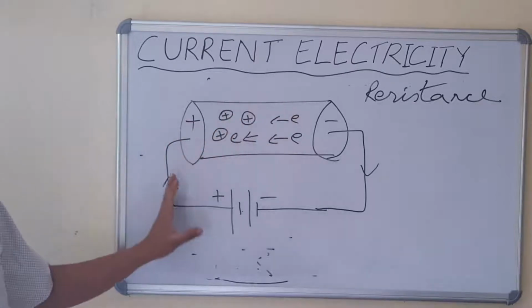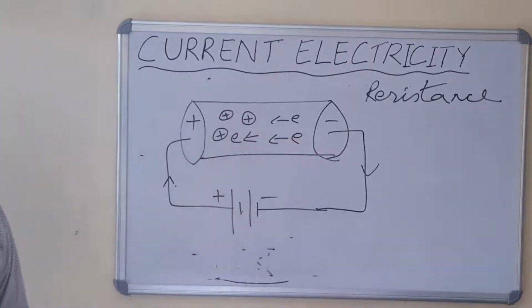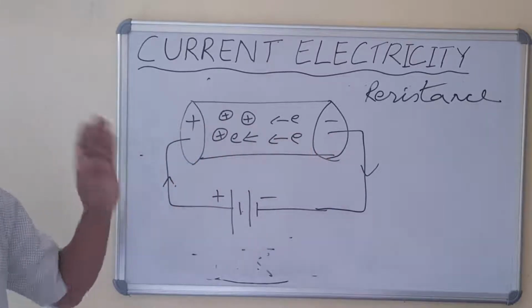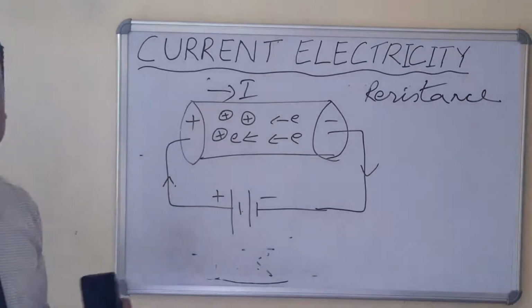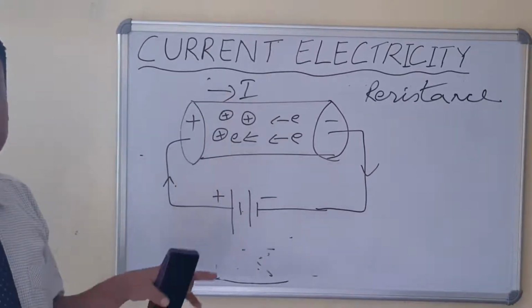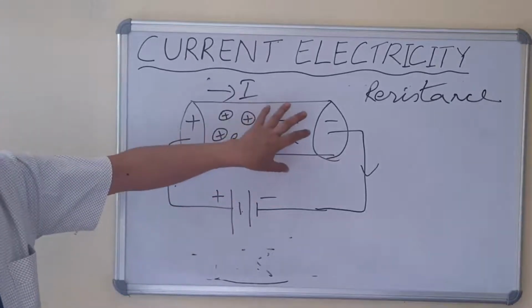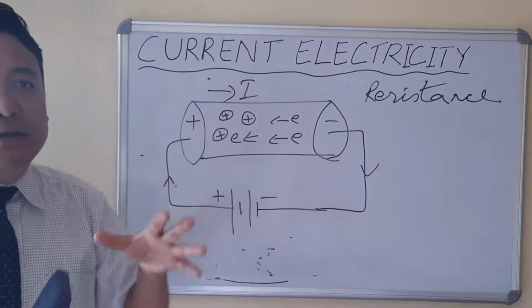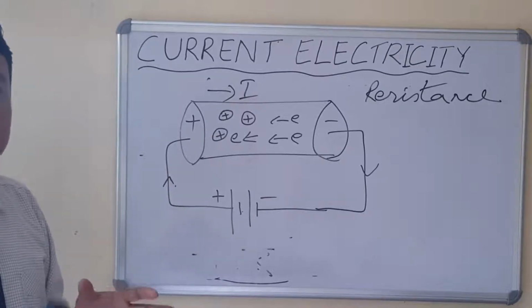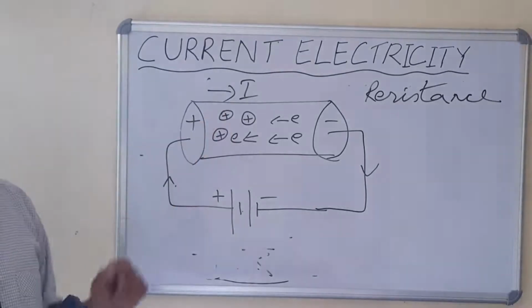When the conductor is connected by a wire with a source of current, the flow of electrons takes place from negative to positive, and the current flows from positive to negative. This is the direction of the flow of current. Now, when the electrons flow from the negative to the positive terminal, while they are moving in a definite direction, they collide with the neighboring electrons as well as with the positive ions which are present in the conductor.